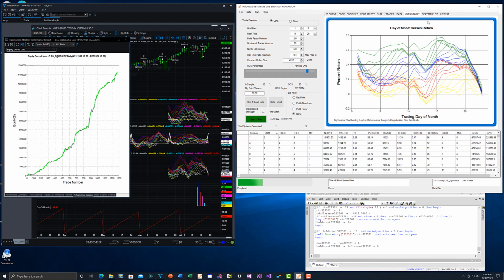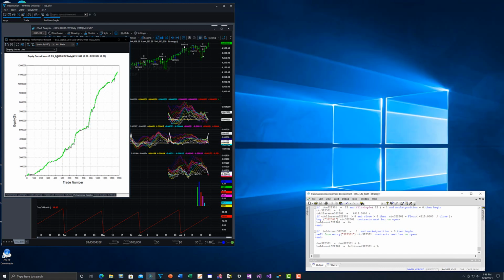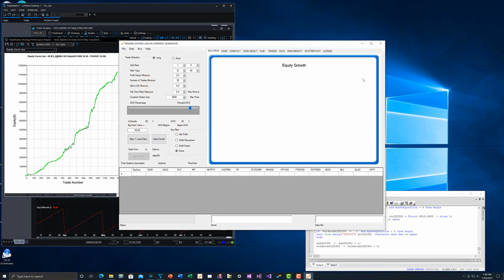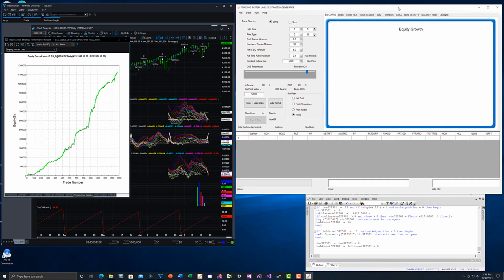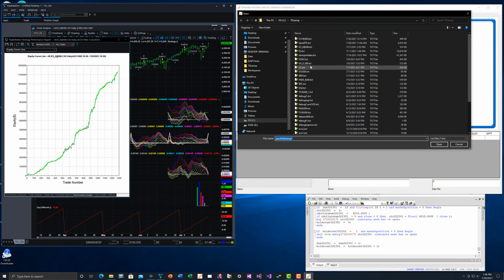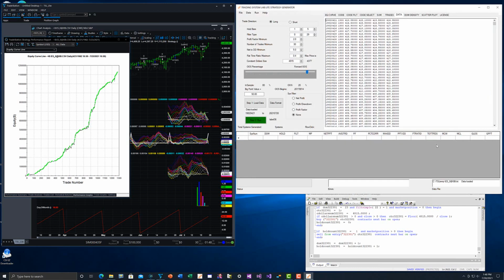Now, there's one other feature that I'd like to show you in Trading System Lab, and that's called the scatter plot. And I should have shown that to you early on, but I didn't. So I'm going to restart the platform and rerun that data that I just ran. So here it is. I'm going to open it up.